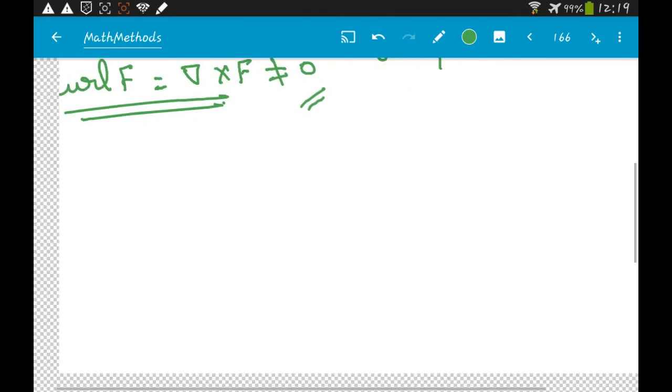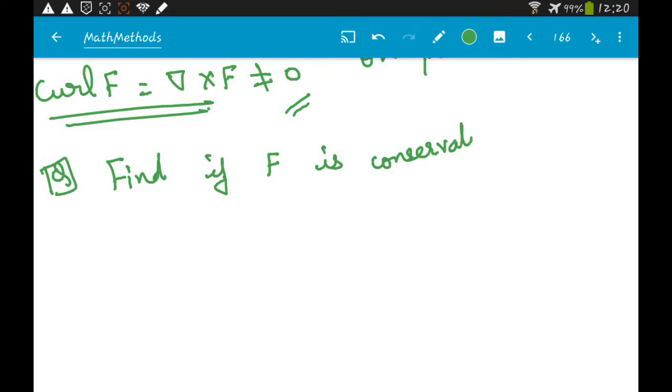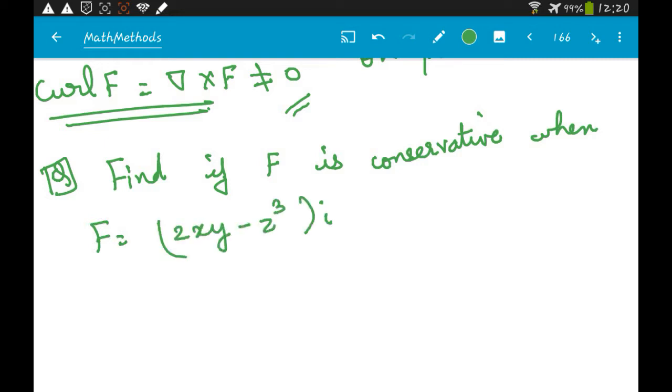So let's do a problem where we have to find out whether the force is conservative or non-conservative. Find if F is conservative when F is given by (2xy minus z cube) i plus x square j minus (3x z square plus 1) k.